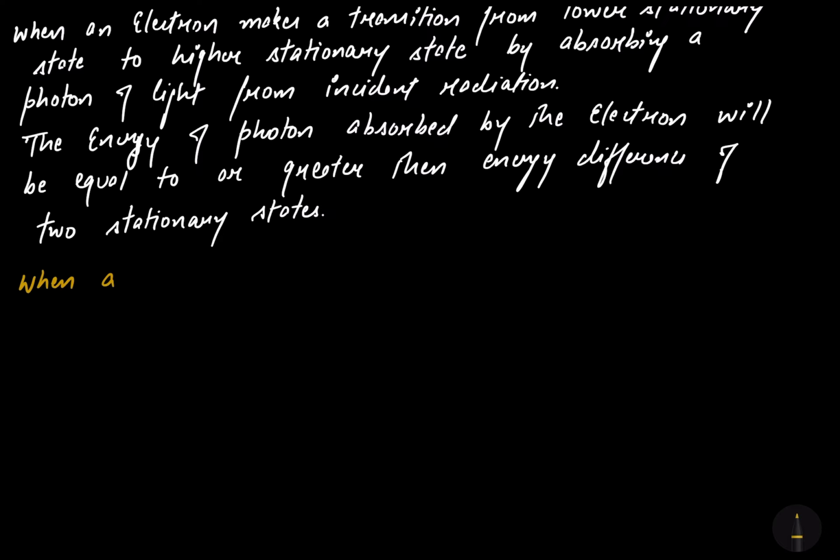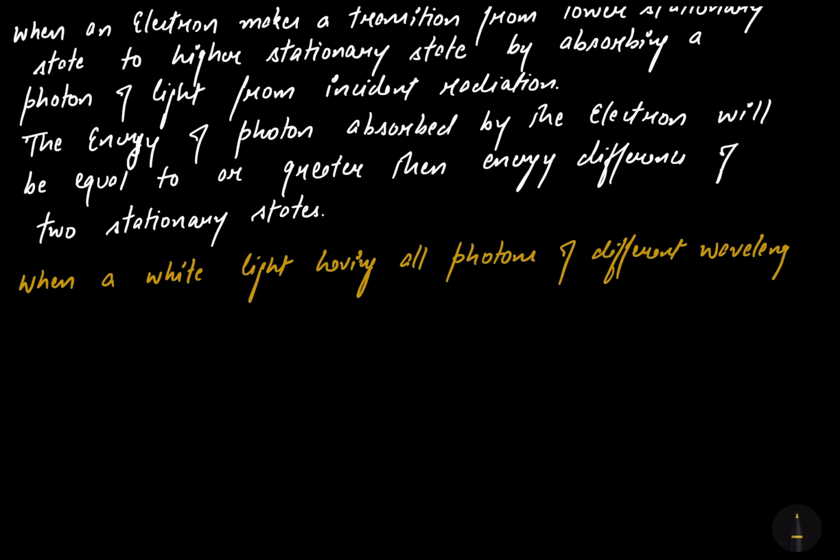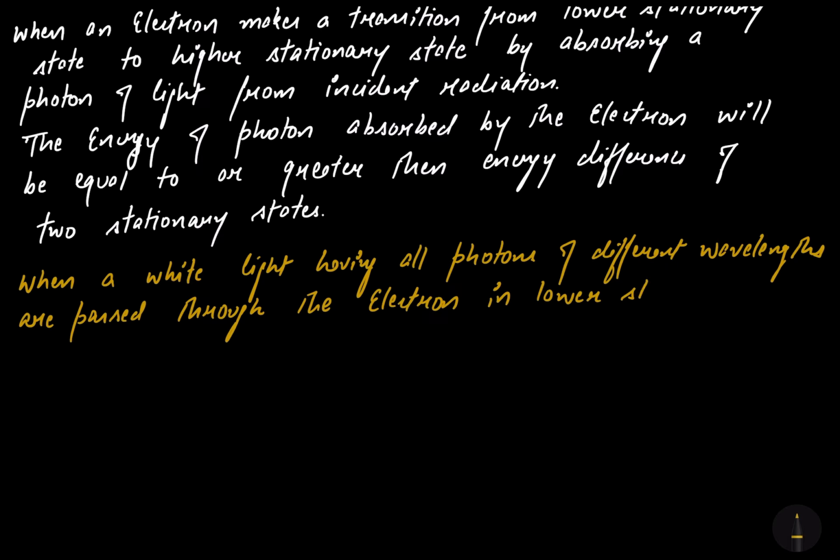absorption spectra. So I'm writing, when a white light having all photons of different wavelengths are passed through the electron in lower stationary state. The electron present in lower stationary state.